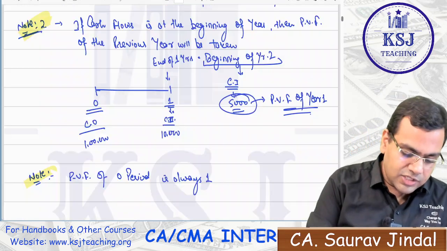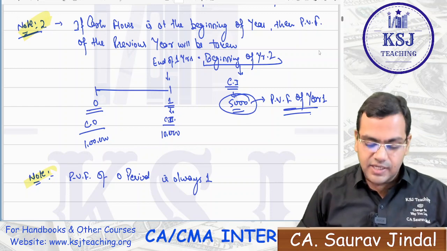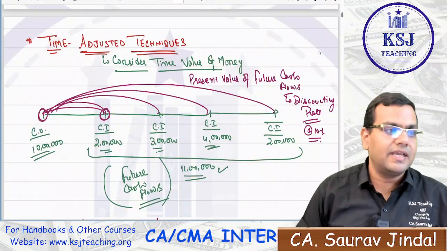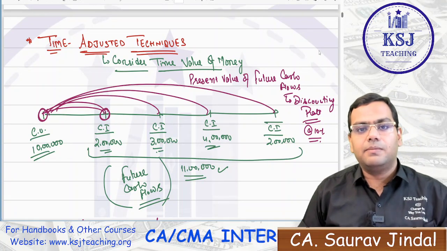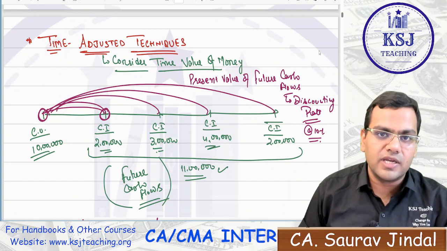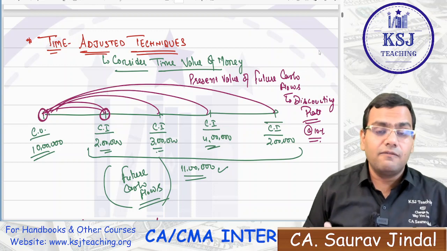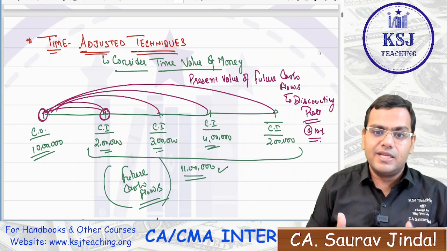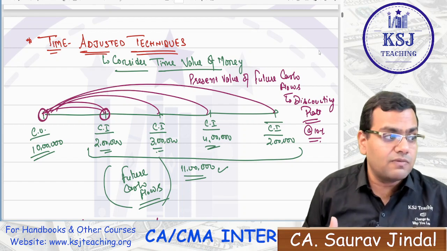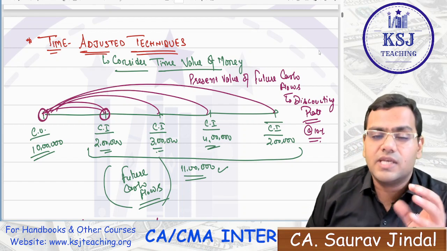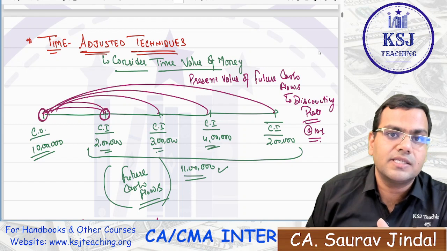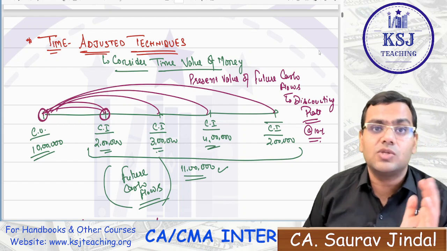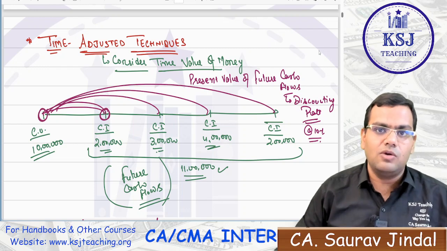Okay, so in the last lecture, we were discussing the non-time adjusted techniques and the time adjusted techniques. And I told you what the time adjusted techniques are, right? How we have to calculate the present value of the future cash flows, whether inflows or, in the future, cash outflows, which can also be there, sir. It is not necessary that all the cash outflows are at the zero period. Some of the cash outflows might be at some other period, so you have to calculate the present value of that.